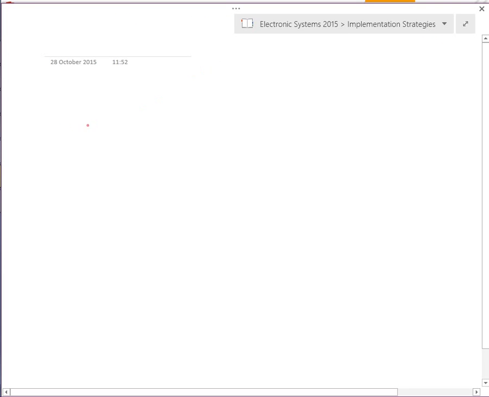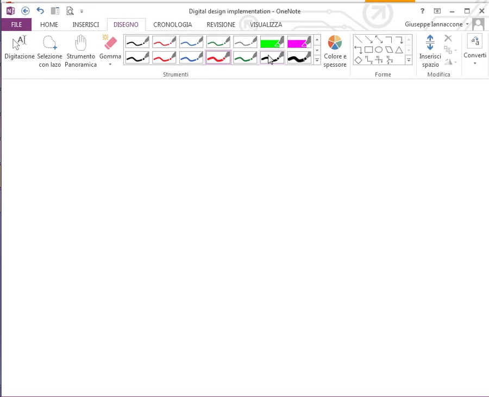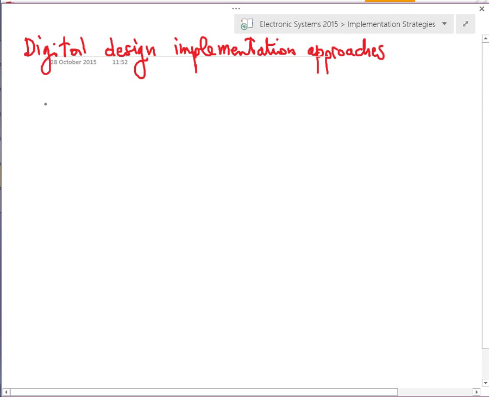Okay, let's consider now the possible approaches to implementation of digital design. Keep in mind the considerations we have done so far. Well, we have different possibilities.